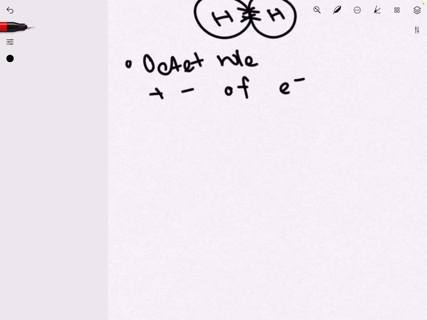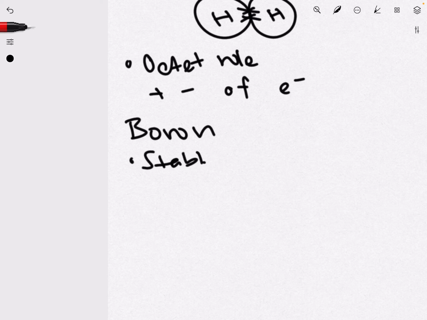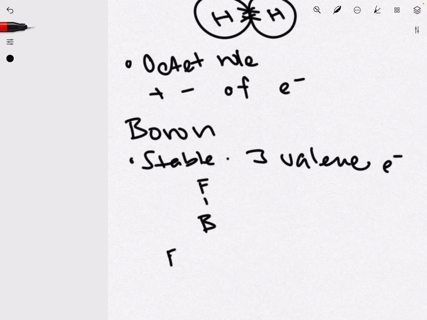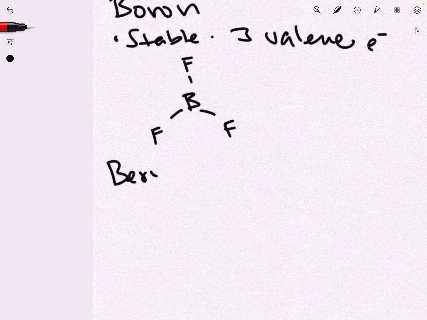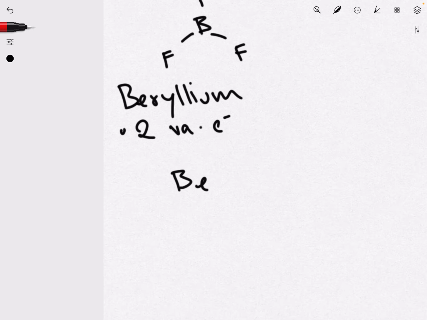Exceptions to this octet rule include boron, which can create stable compounds with 3 valence electrons, such as boron trifluoride, as well as beryllium, which can do the same thing with only 2 valence electrons, creating beryllium fluoride.